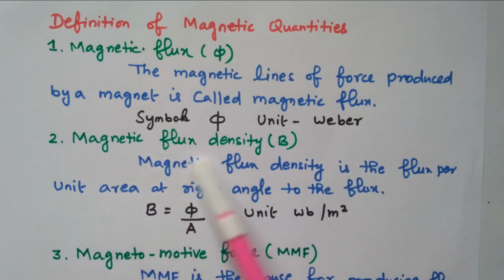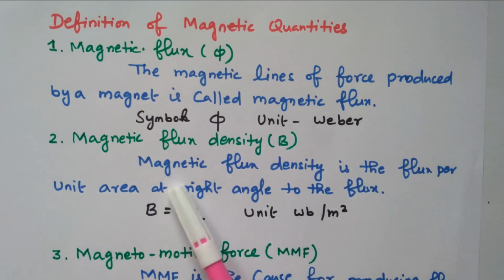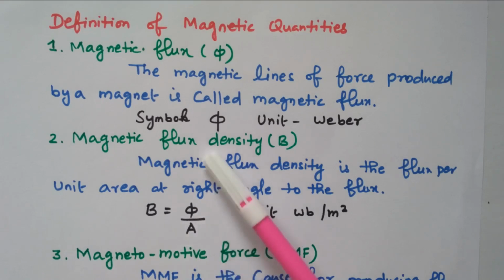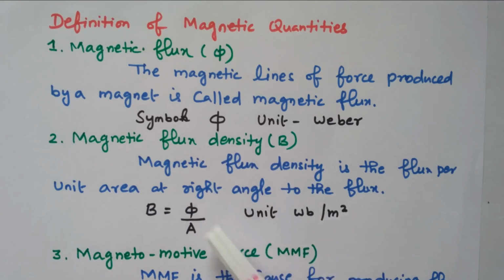Then magnetic flux density. Density means it is divided by area. So the magnetic flux density is the flux per unit area at right angle to the flux. The density normally refers to either area, length or volume. Here we are referring to area. So the flux available for a given area is nothing but flux density. The symbol is B. The unit is Weber per meter square, because it is phi by A. This flux should be at right angle to the area.